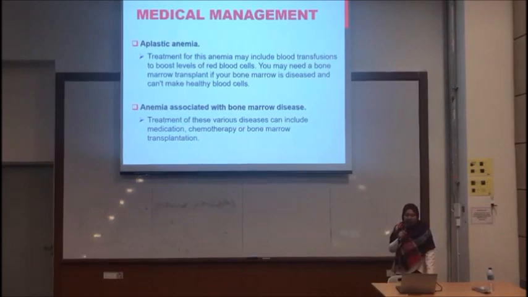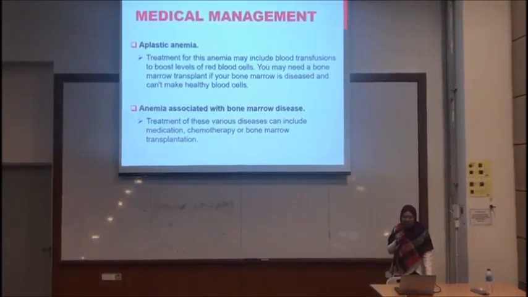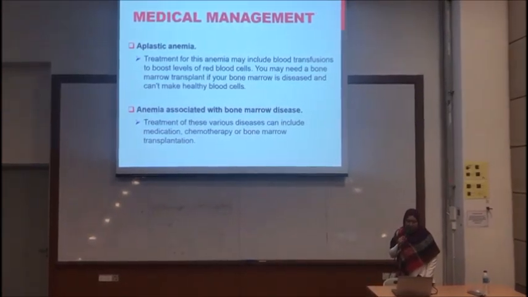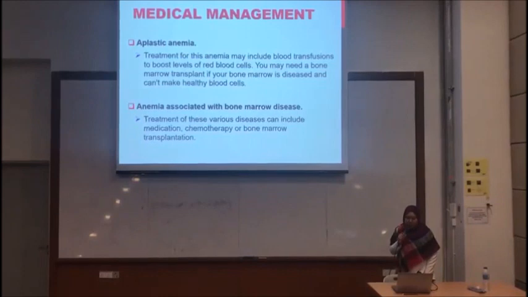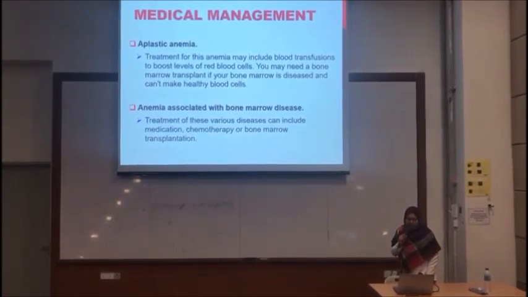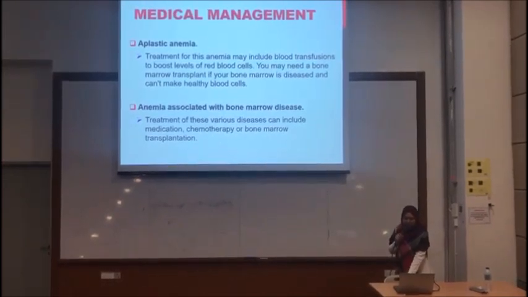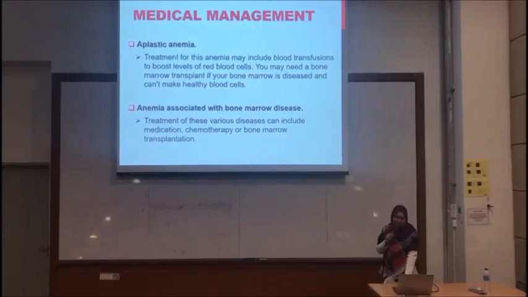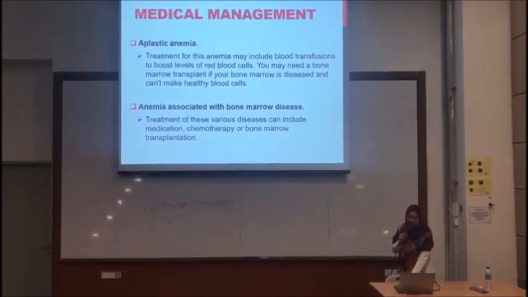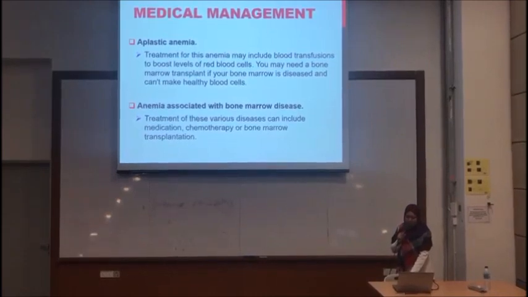Aplastic anemia. Treatment for this anemia may include blood transfusion to boost the level of red blood cells. You may need a bone marrow transplant if your bone marrow is diseased and cannot make healthy blood cells. Anemia associated with bone marrow disease. Treatment of these various diseases can include medication, chemotherapy, or bone marrow transplantation.